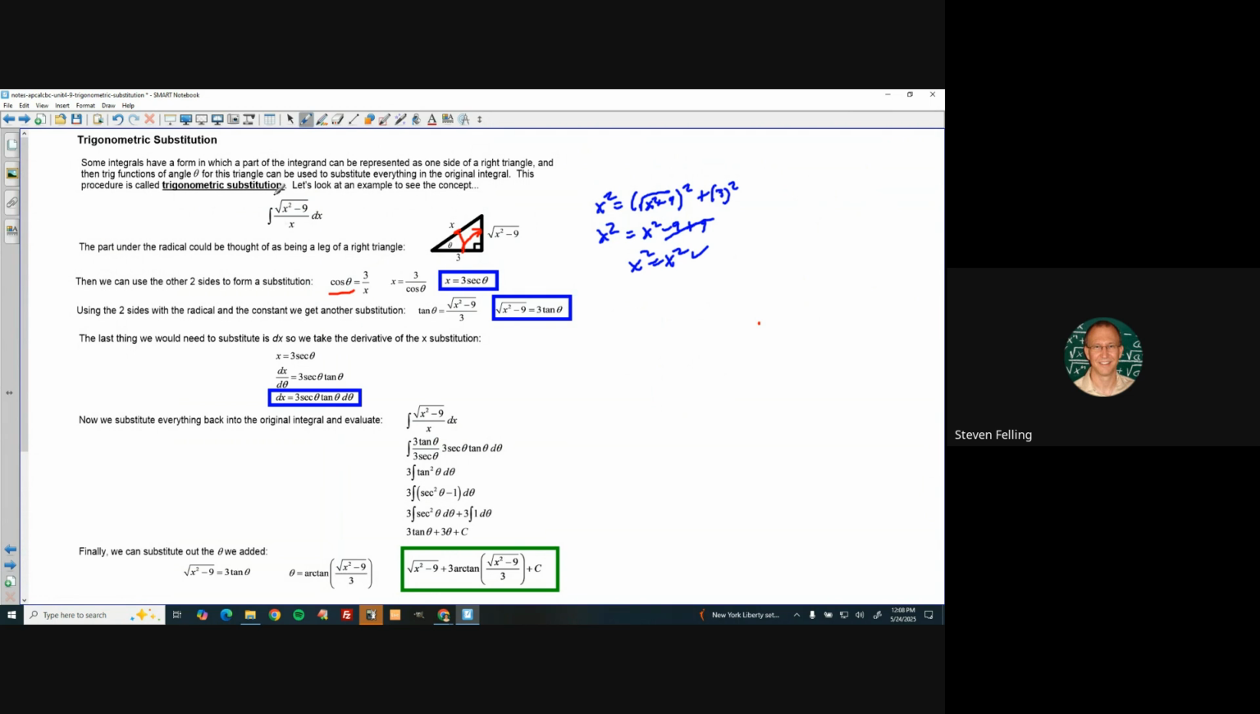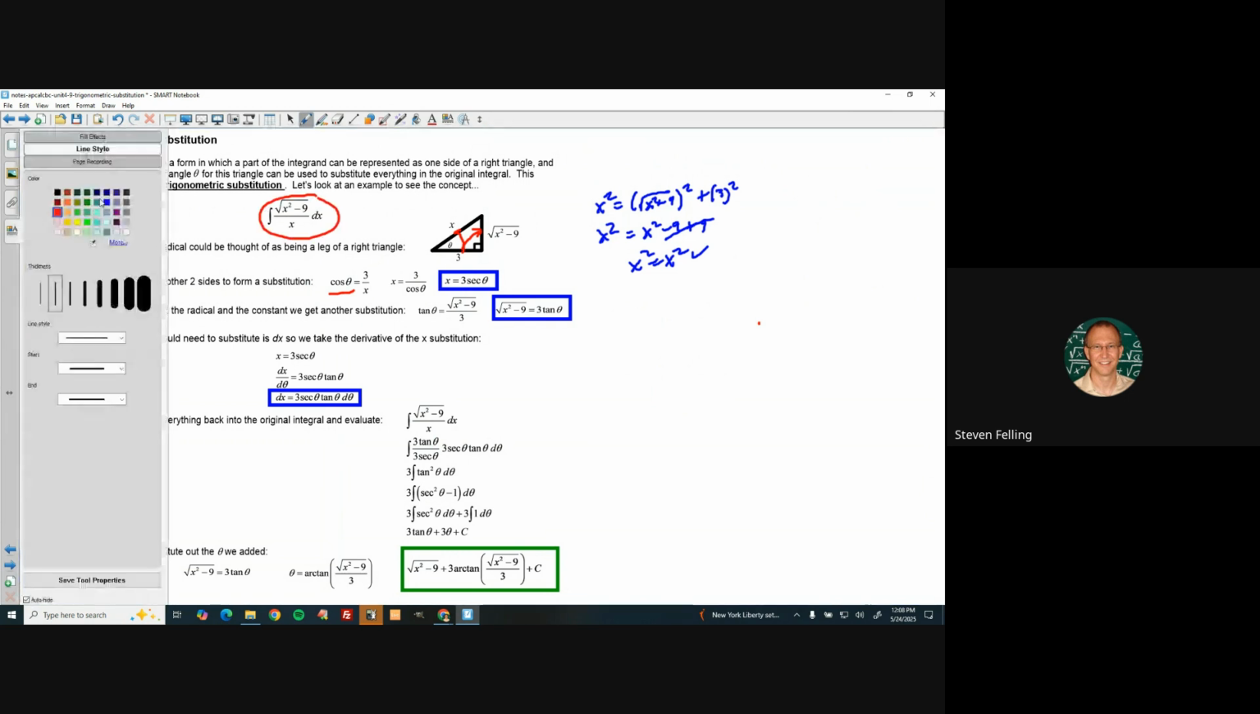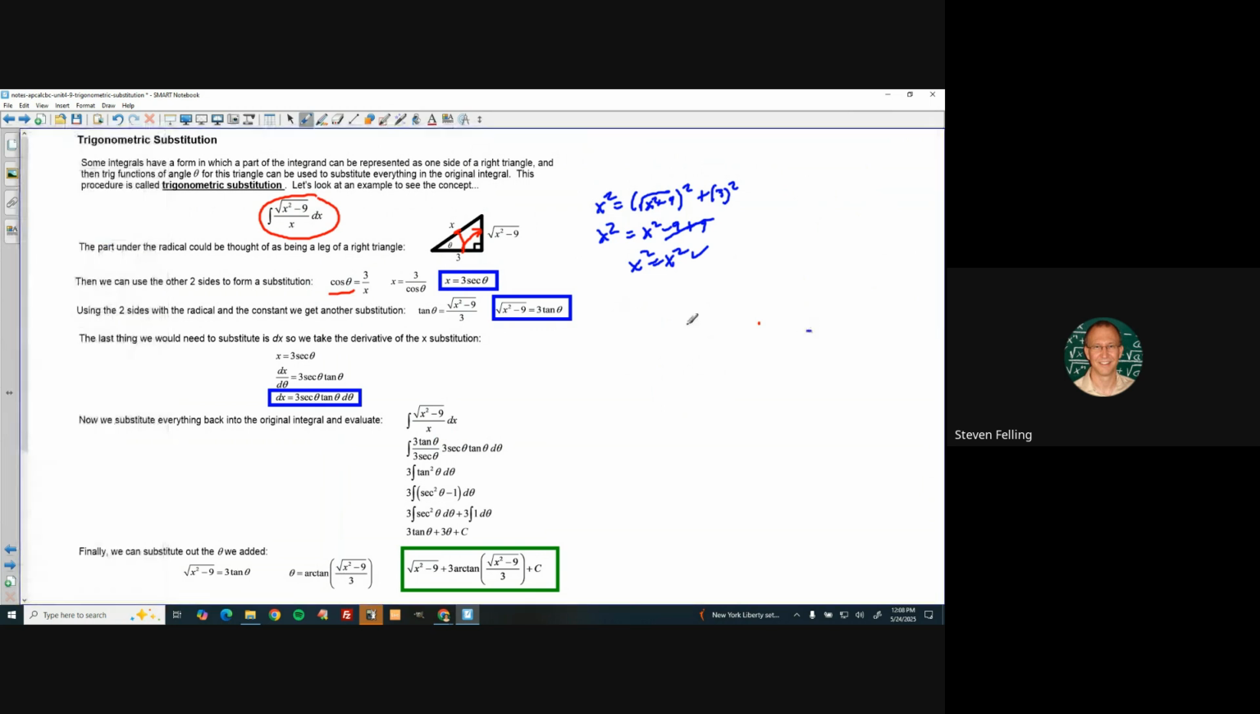Now, if I want to substitute back in here, that means that I can substitute this x squared minus 9 with this. Let me just actually show it over here. So I'm going to take this integral. Change colors here, I'll use blue. So we have the square root of x squared minus 9 over x dx. This radical, I'm going to substitute 3 tangent of theta in for that. And for this x in the denominator, I'm going to put 3 secant of theta.